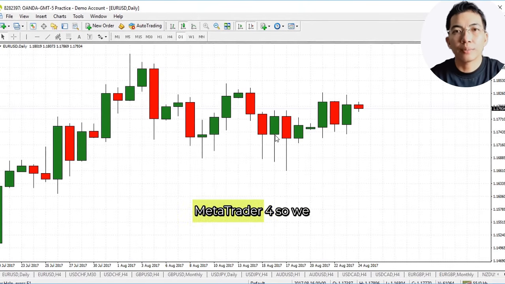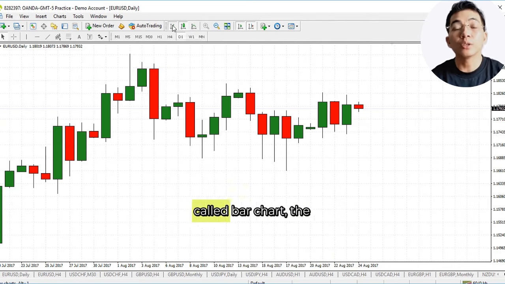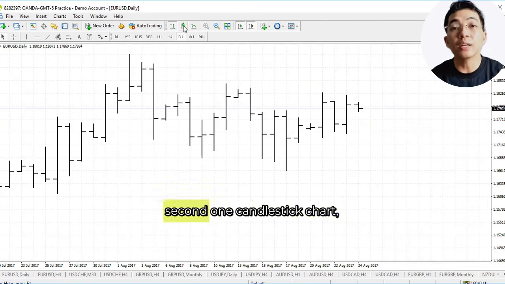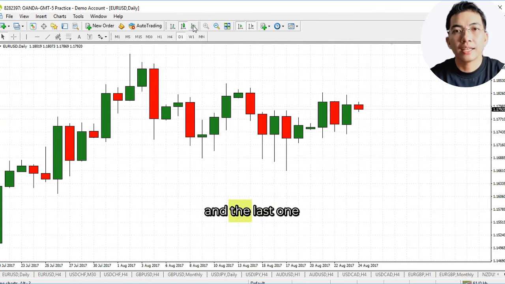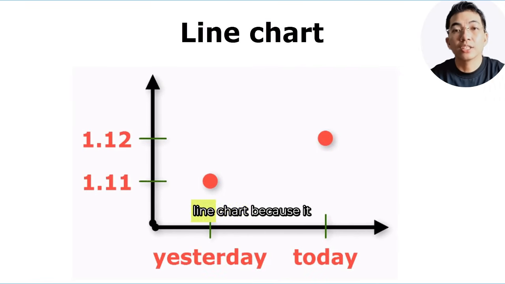I have opened my MetaTrader 4 so we can analyze the different types of charts. Here you can see that we have 3 buttons, and they identify 3 different charts that you can use with your MetaTrader 4. The first one is called the bar chart, the second one candlestick chart, and the last one is called line chart. Let's start with the line chart because it is very easy.